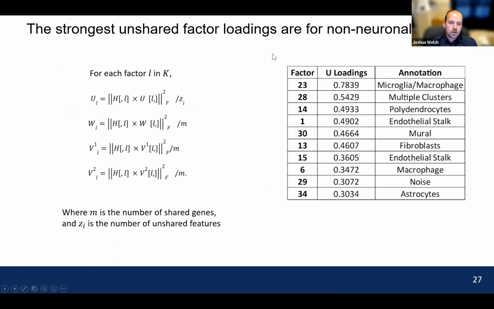We also explored what the unshared factors are learning in this case. And we found something interesting, which is that the U factors have their highest loading values on factors that correspond to non-neuron cell types. And we think this makes some sense because the proportion of neurons versus non-neurons is quite different between the two data types. And there are a lot more non-neurons in the StarMap data than there are in the gene expression data.